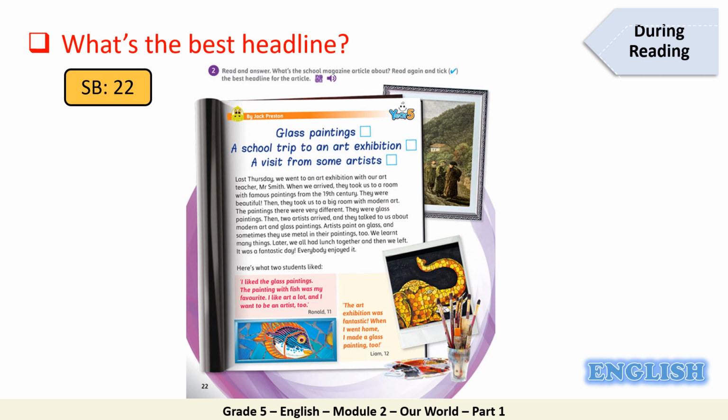Can you see the name of the writer? It's up on the left. That's true. His name is Jack Preston. Now take a look at the pictures. What do you think the article is about? Can you choose a title for this article by looking at the pictures only?